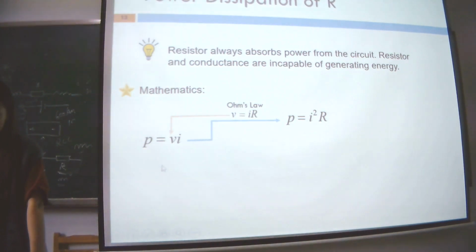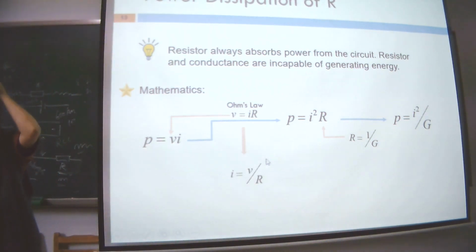So from this equation, we get another equation of P. That means if we just know the current of our circuit, we can use P equals I squared times R. And R is also equal to the reciprocal of G, so we also can write it in the form of G. Just use 1 over G instead of R. We can use this third form.